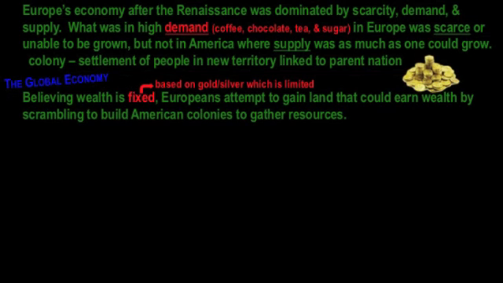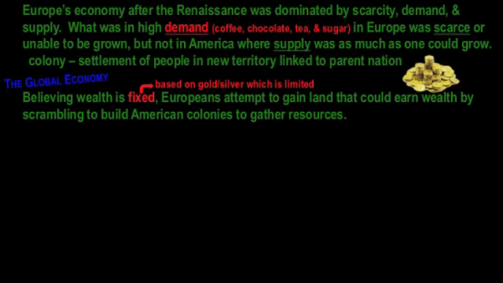Believing that wealth is fixed, that it's based on gold and silver, which is limited. There's only so much out there. You either have to find more of it, or you have to sell an item and take someone else's gold and silver. So it's limited. So believing that wealth is fixed, Europeans attempted to gain land that could earn wealth by scrambling to build American colonies to gather needed resources.